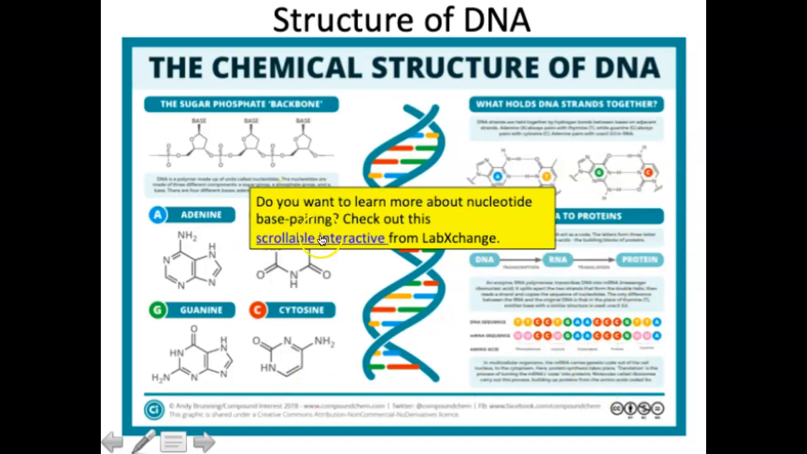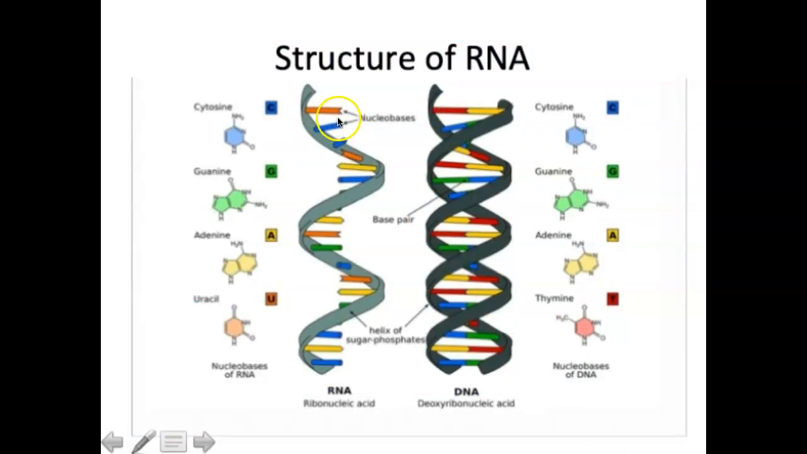There's a scrollable interactive, if you're interested, that sort of shows you how these pair together. Feel free to practice that. This is just showing you the difference between DNA on this side and RNA on this side. And you can see uracil and thymine are almost identical in their chemical structure, except for this small CH3 that's missing on the uracil, but that's why they can be interchanged so easily in DNA and RNA.